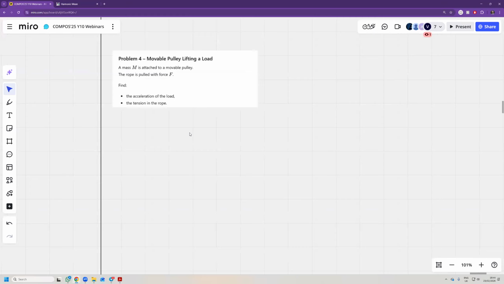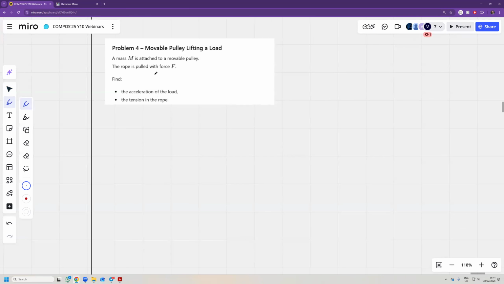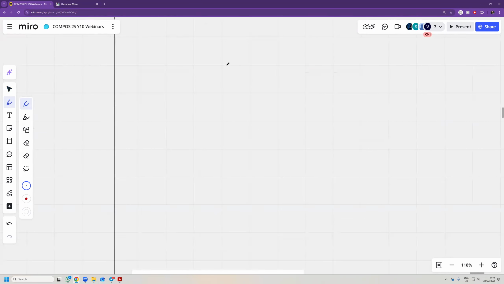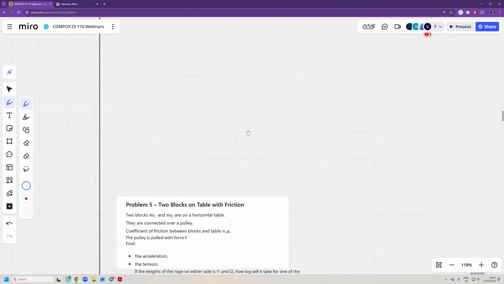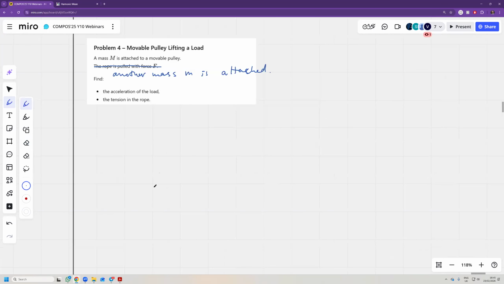Moving pulley, lifting a load. A mass M is attached to a movable pulley. The rope is pulled with force F. Oh, that's boring. I'm gonna make it more interesting. A mass is attached to a movable pulley, and on the rope, another mass m is attached. Find the acceleration of the load and the tension in the rope.